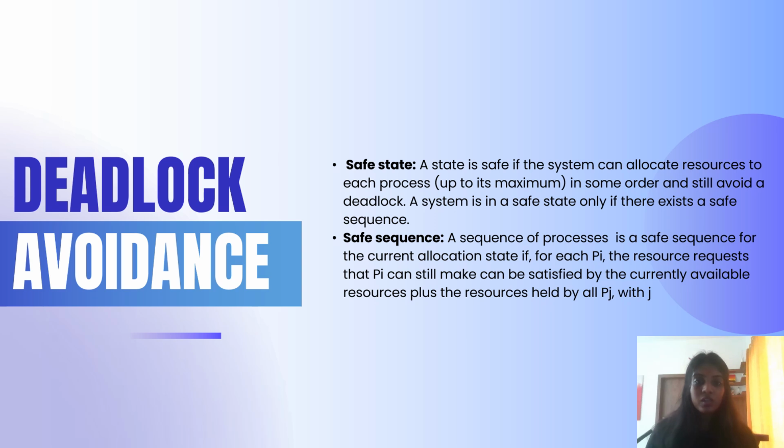So in this we have two categories called safe state and safe sequence. A state is safe if the system can allocate resources to each process in some order and still avoid a deadlock. A system is in a safe state only if there exists a safe sequence. Safe sequence: a sequence of processes is a safe sequence for the current allocation state if for each process the request can still be satisfied by the currently available resources.